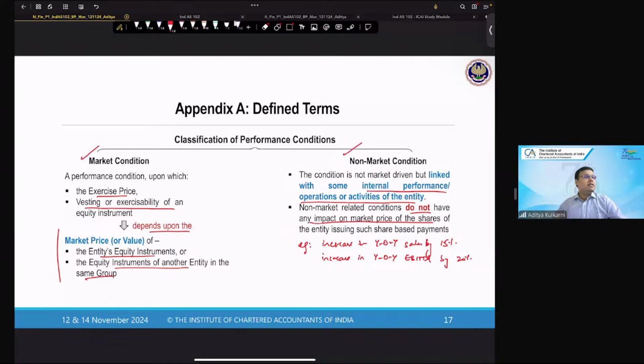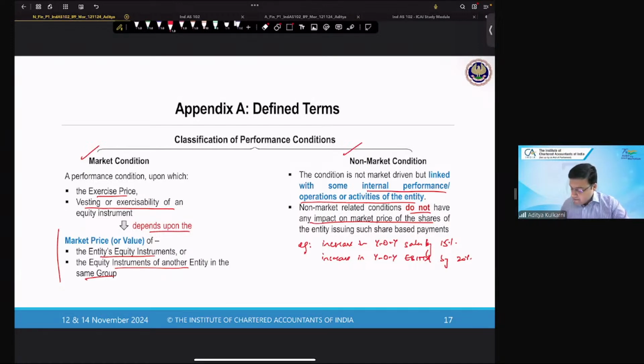If I want to increase my EBITDA, that is something the organization's operations team should work on. They can either drive more revenue, or they can focus on improving the margins, or on making high margin sales, or on cost control. So all these are activities which do not have a bearing on the market price. The market price does not influence these activities. So it's independent of that.